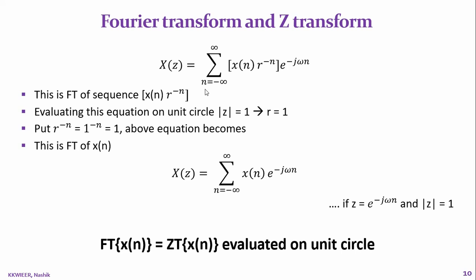Thus, the Fourier transform and Z transform are evaluated on a unit circle. So whenever r has a value equal to 1, at that time the Z transform of x of n will be equal to the Fourier transform of x of n. So this is a relation between the Fourier transform and the Z transform.